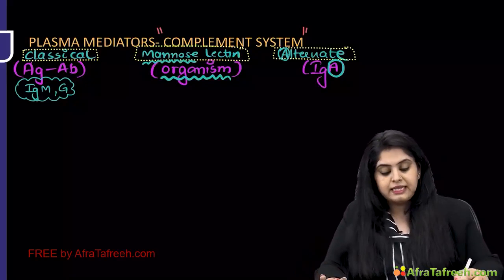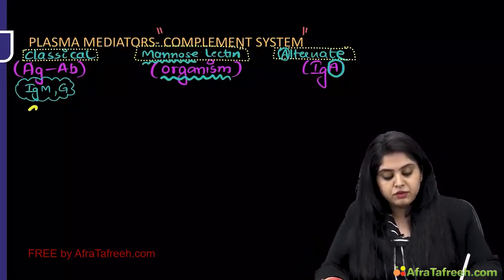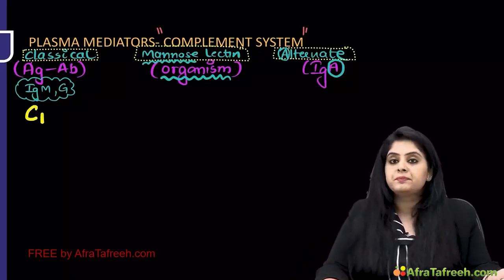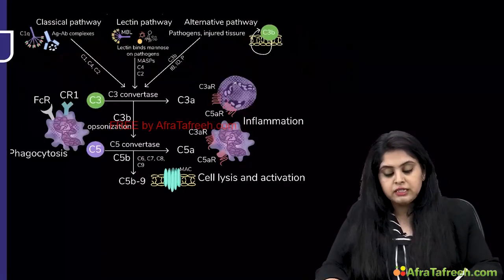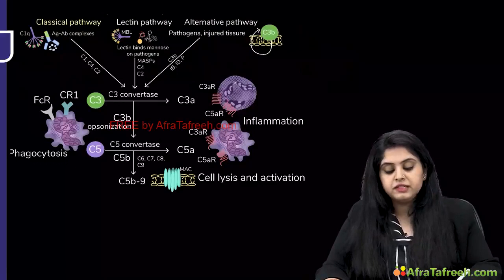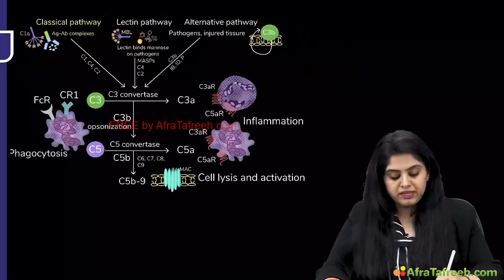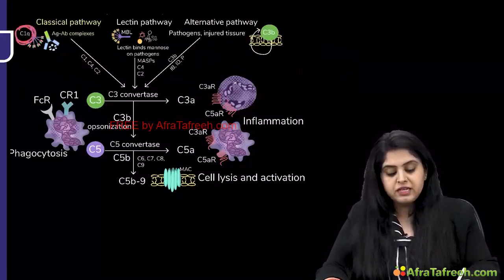Now remember that the classical pathway starts from C1. In fact, if you want, I can show you the chart. The classical pathway, how did it start? It started with the antigen-antibody complexes, and via which one has it started? It has started from C1.